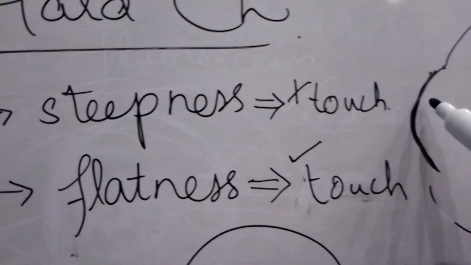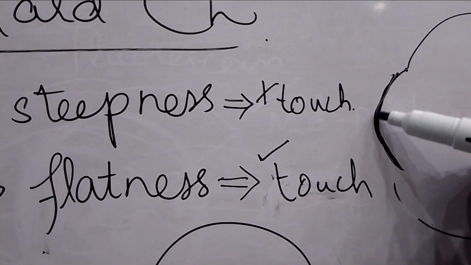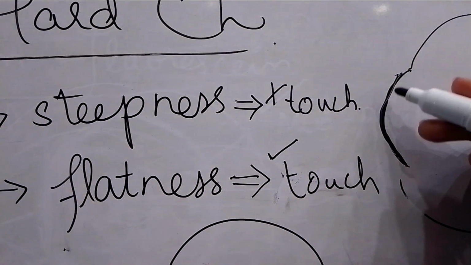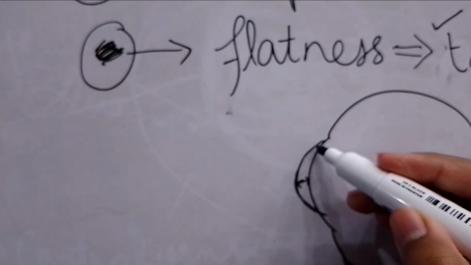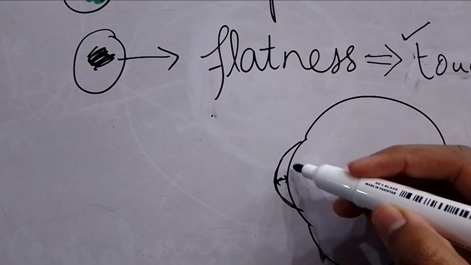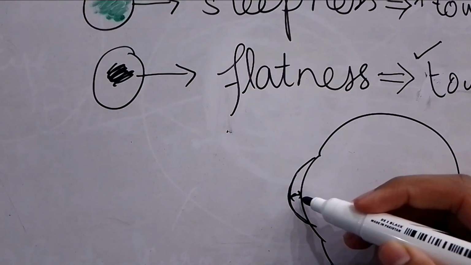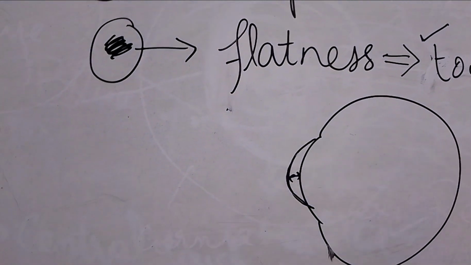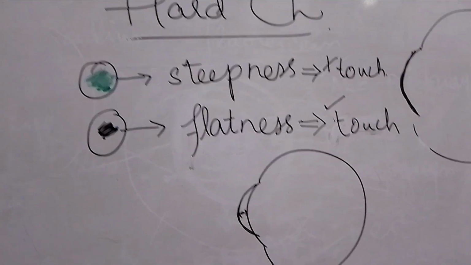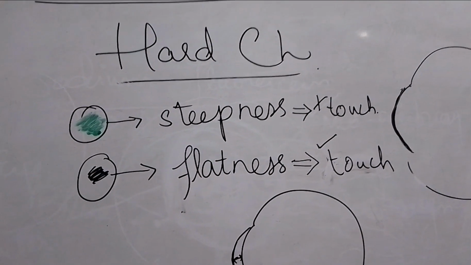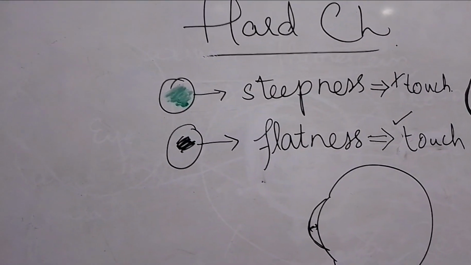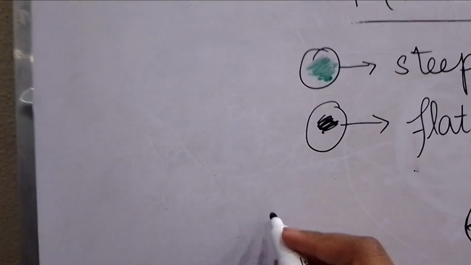Here you can see the curve is not much, there is less curve of the contact lens, but over here you can see there is much more curvature. That is why it is more steep and it is not in touch with the cornea. That is why steepness will tell you that there is no touch, while touch will tell you that it is a flat cornea.